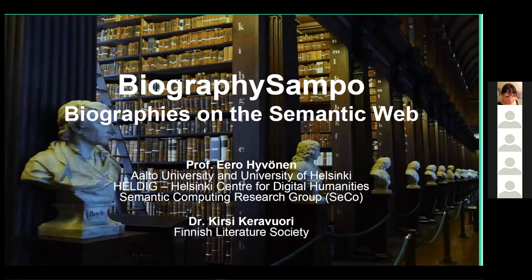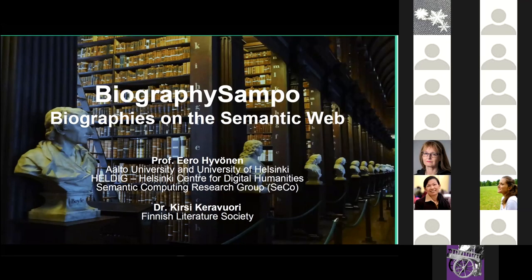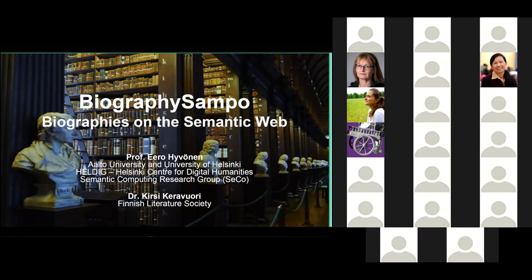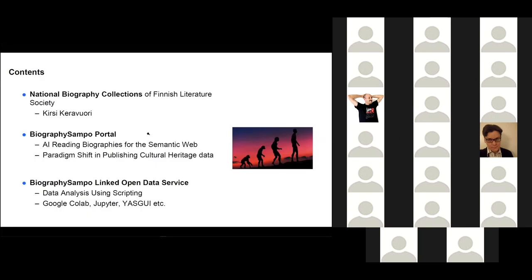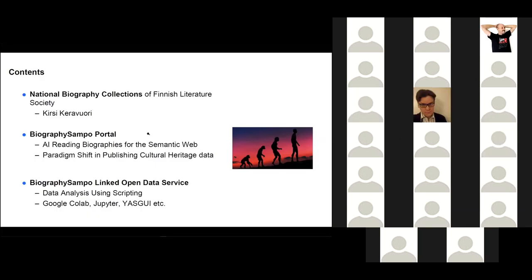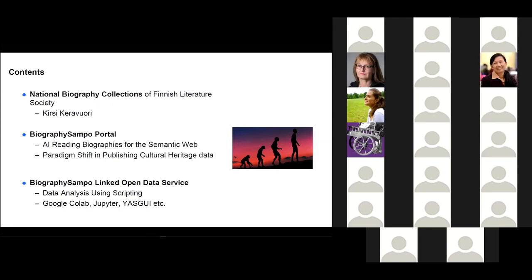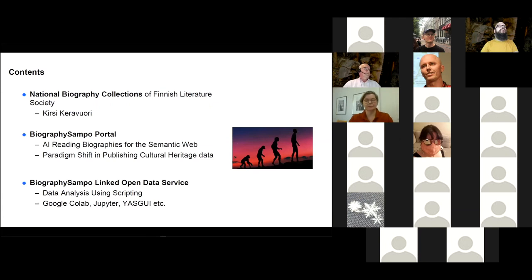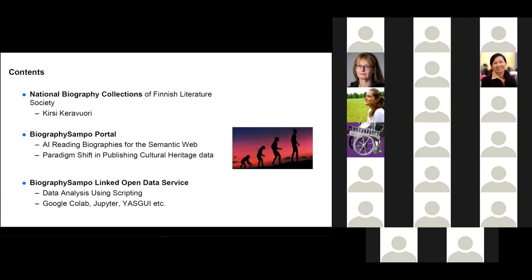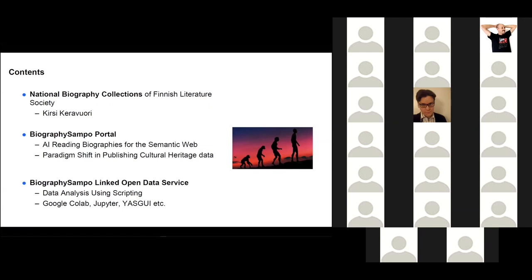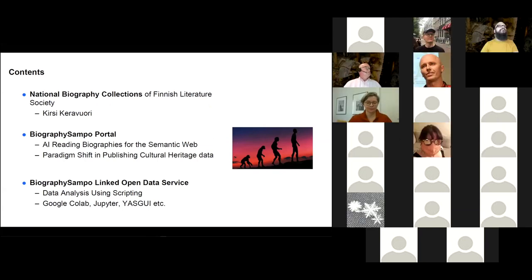So I'm Eero Hyvönen, and I will be presenting with Kirsi Kerävuori Biography Sampo, Biographies on the Semantic Web. First, Kirsi Kerävuori from the Finnish Literature Society will tell us a little bit about the underlying core data set that we are using. That is the National Biography Collections. After that, the Biography Sampo portal will be presented, what it is, and what it represents in a larger setting. And then finally, I have a few examples of using the biography linked open data service for digital humanities research.